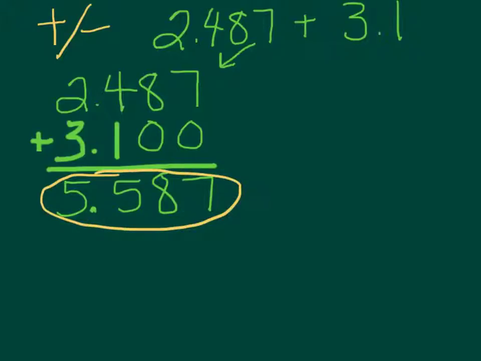If you need an answer in two decimal places, you simply look at this third decimal and ask yourself, is it 5 or higher? It is, so we're going to make this next number, the second number here, go up to 9. So if you needed two decimals, like in money, your final answer would be 5 and 59 hundredths.